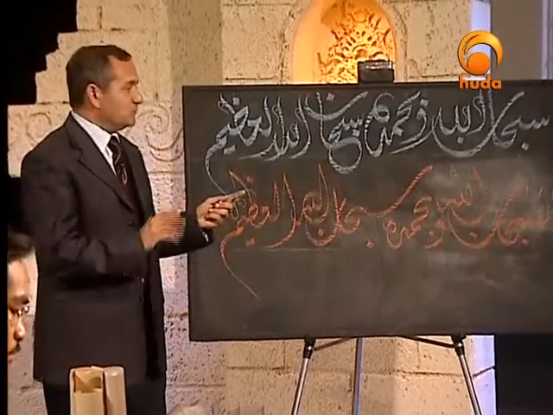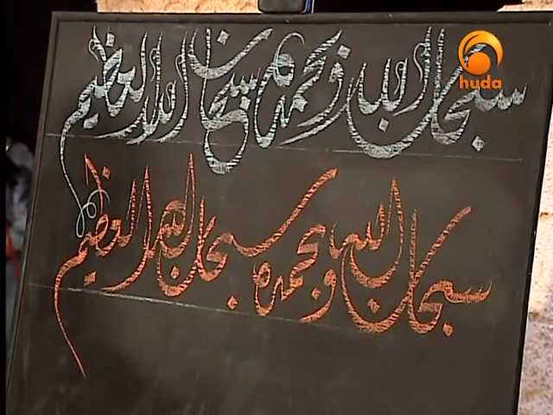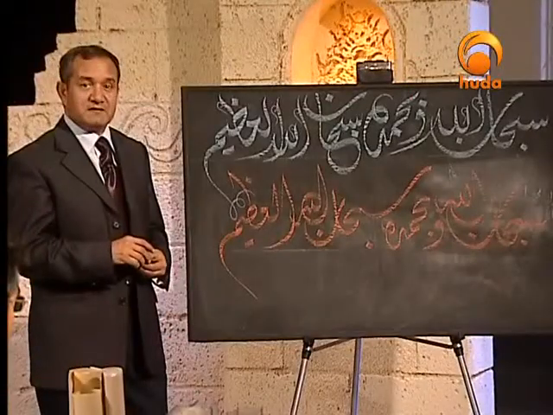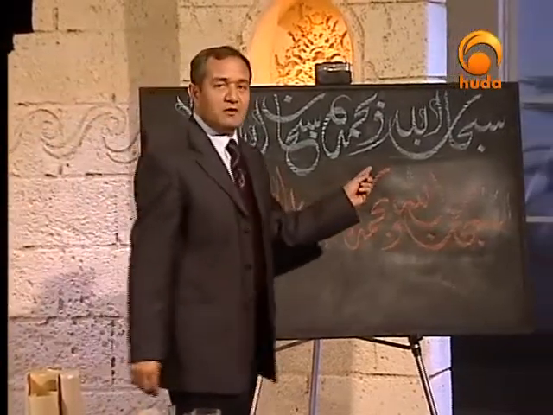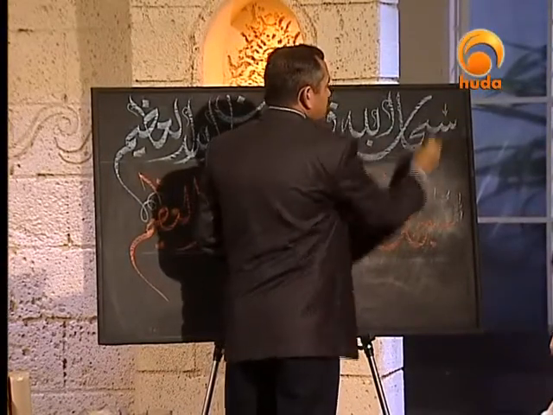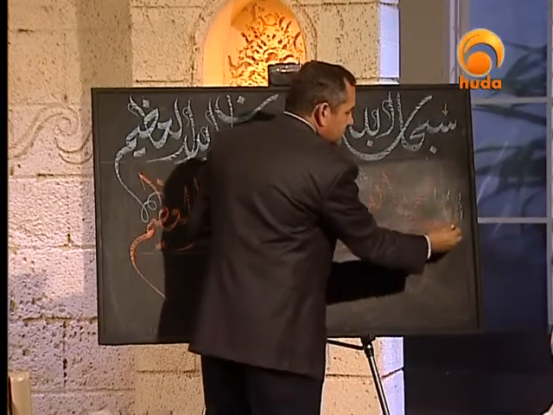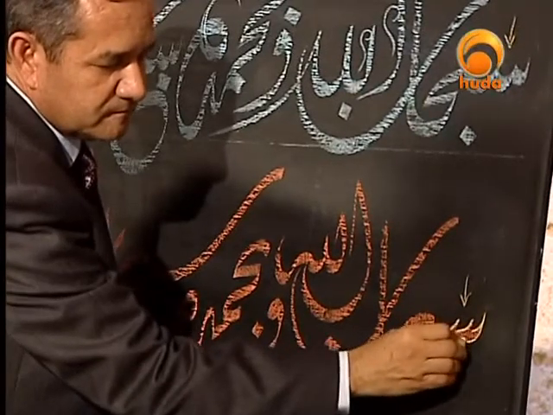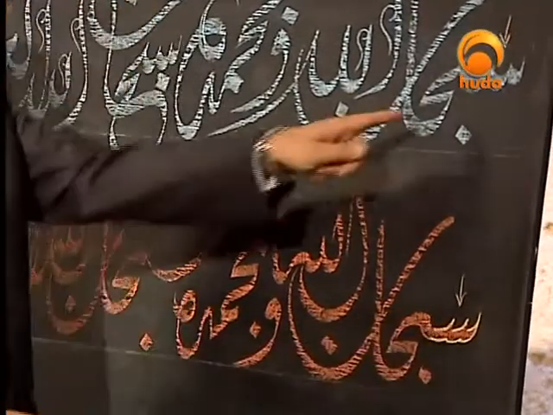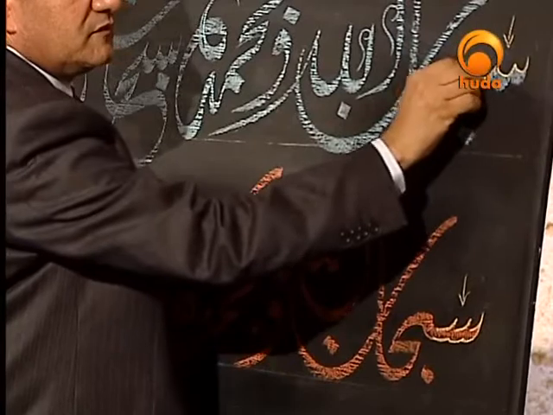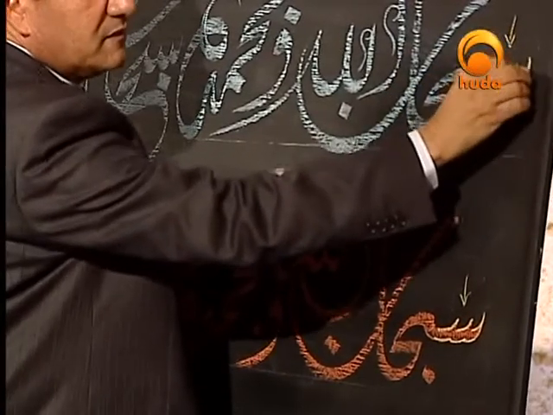We can see together the difference between the two styles at first look, but let's check each letter separately, starting from the Sin of Subhan. Look at this sin and see this, here is straight. But this is curved. Three curves of sin. Very, very clear curves.